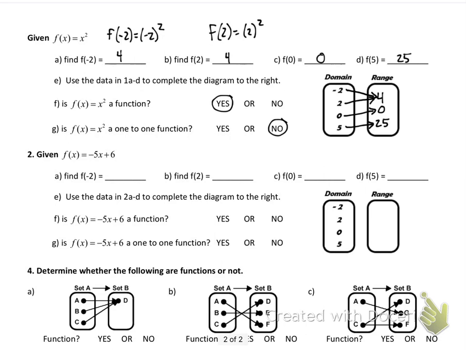The other way of thinking about this: how many inputs do we have? How many outputs do we have? We have 4 inputs, 3 outputs. If it's one-to-one, you're going to have the exact same number of inputs as outputs. If you ever have more outputs than inputs, then it's not a function.